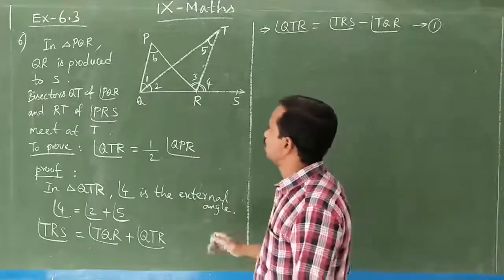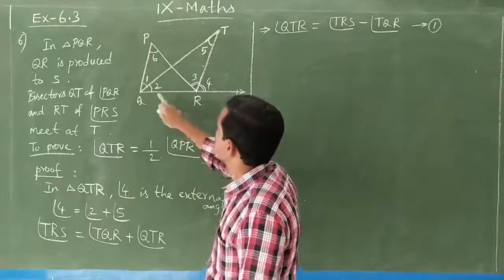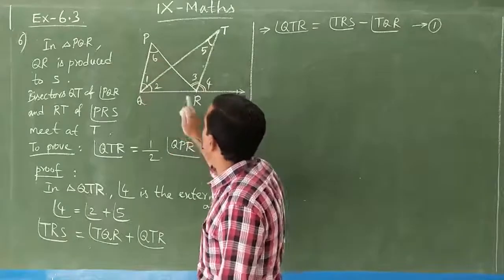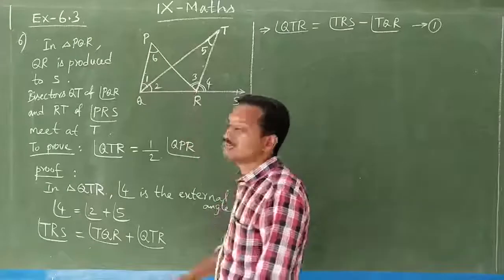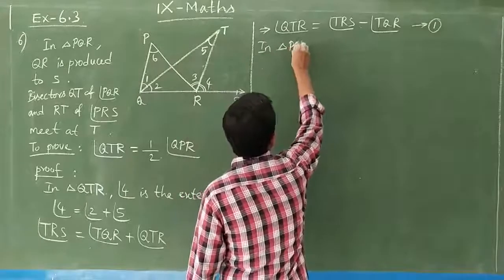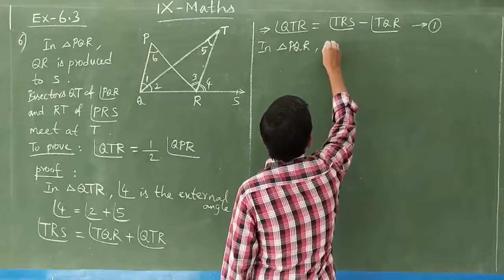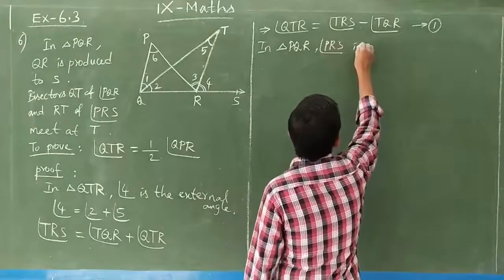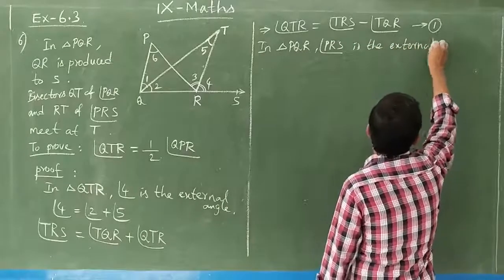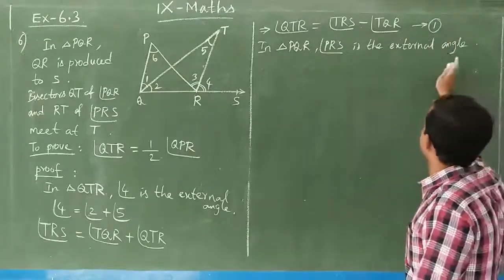So now you consider triangle PQR. First of all, we take QPR, and angle 4 is the external angle. And if you take triangle PQR, then PRS is the exterior angle. In triangle PQR, what is the external angle? PRS angle is the external angle. Clear? Clear or not? TRS is the external angle.